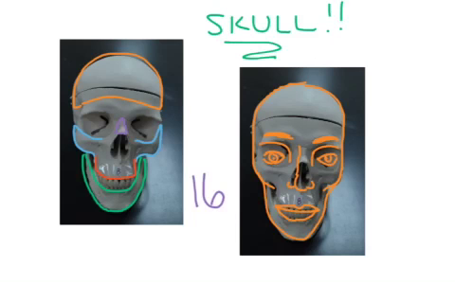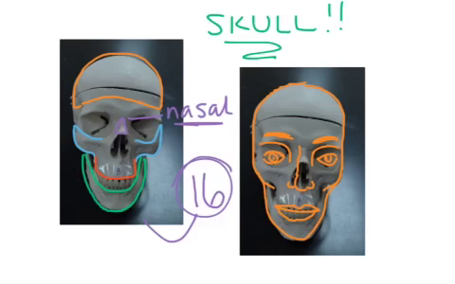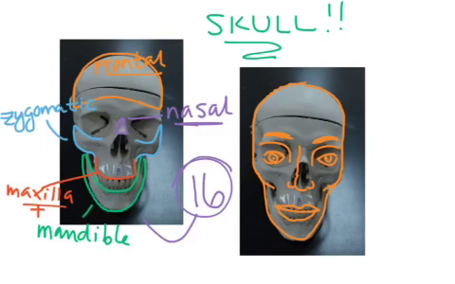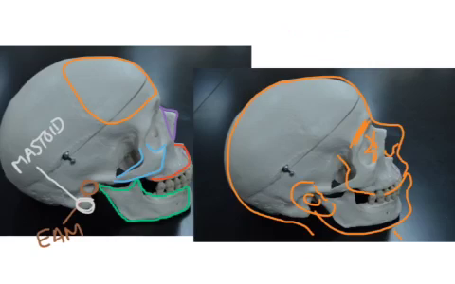Your skull is comprised of 16 different parts, so I'm not going to give you all of them, but here are the easy ones. These are your nose bones. These are your zygomatic bones and arches, which are your cheekbones. Your frontal bone is your forehead, and these 2 make up your jaws. Then you have your EAM, which is your external auditory meatus, or ear hole, and your mastoid process, which is that bump right behind your ear.